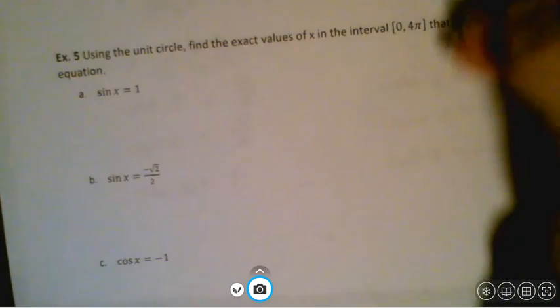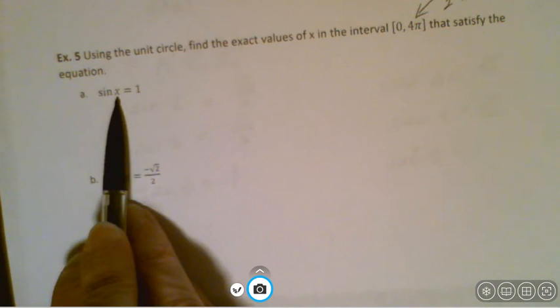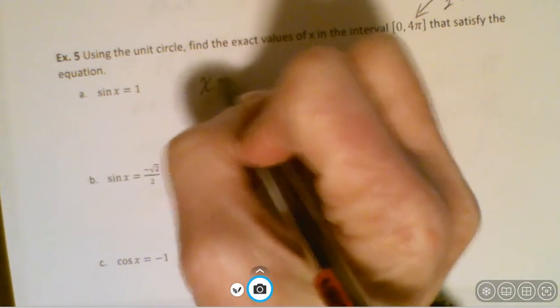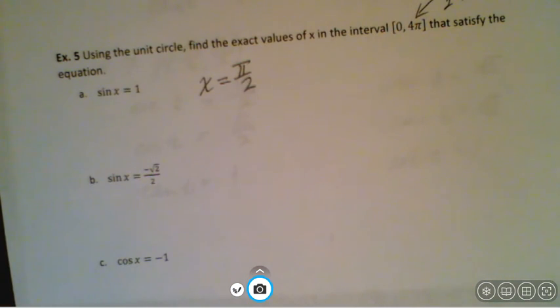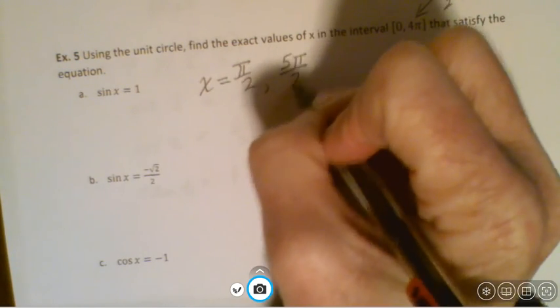Using the unit circle, find the exact values of x in the interval 0 to 4 pi that satisfy the equation. Well, what does that mean? That means 2 revolutions. Go around twice and tell me how many times you find the sine is 1. For what values of x do you find the sine is 1 going around twice? Well, where do we see that happen? We see that happen when x is pi over 2, and then it doesn't happen again until 5 pi over 2.